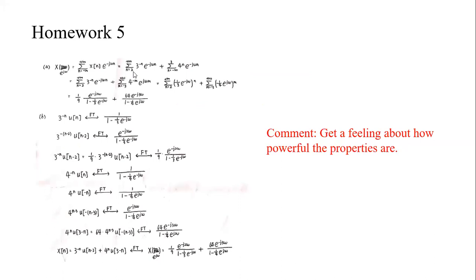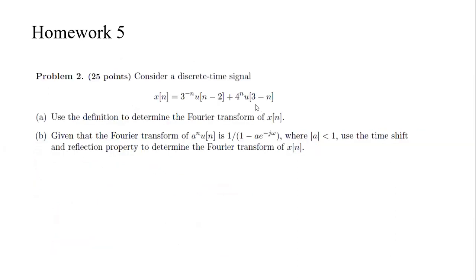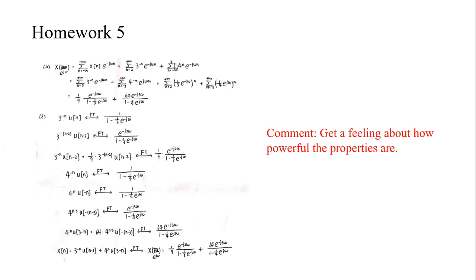So the lower bound of the infinite sum is changed from minus infinity to 2. It is 3 to the power of minus n e to the minus j omega n. And the second term, n only takes a non-zero value when n is equal to or smaller than 3. So the upper bound of the infinite sum is changed from plus infinity to 3.